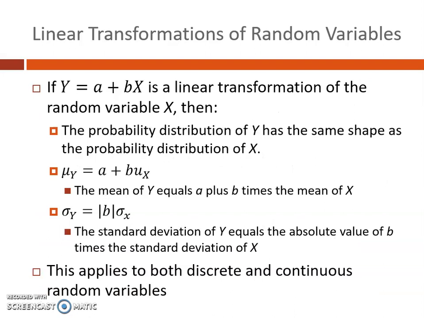So, some linear transformations of random variables. If Y is some transformation, a plus bX, a linear transformation of the variable X, then the probability distribution of Y is going to have the same shape as the probability distribution of X. We said no matter what you do, the shape stays the same. Now, to find the mean, you would have to both multiply and add to the first mean. And then to find the standard deviation, you would simply multiply the previous standard deviation by the absolute value of whatever it is you're multiplying by. So this works for both discrete and for continuous random variables.